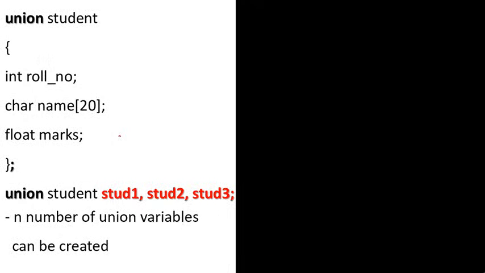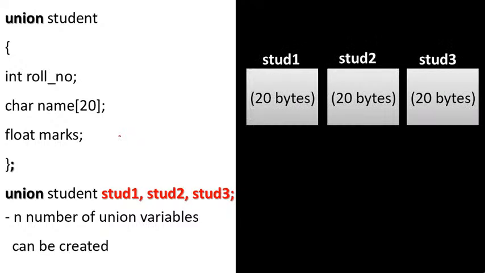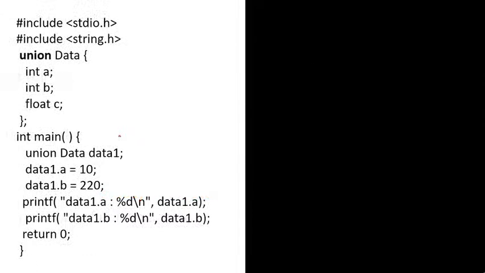So if we are creating three different union variables, then 20 bytes, 20 bytes, 20 bytes. Maximum is 20 because char name is 20. Whatever that maximum value is, that will be allocated. So that is how union is different. In certain types of codes, this will be useful. If you want to save a lot of memory, that's why you have the concept of union. Else, using structure or union is not much different. Only memory allocation is different.